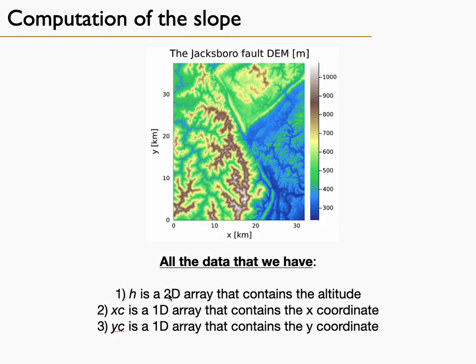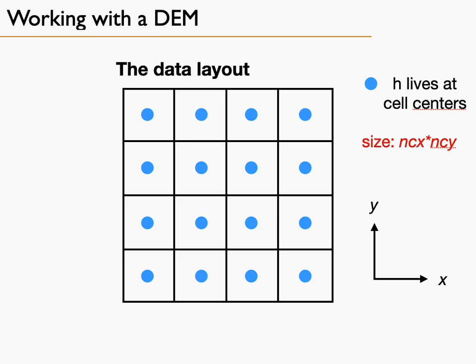We have H, a 2D array that contains the altitude. We have XC, which is a 1D array that contains the X coordinate, and YC, which is also a 1D array that contains the Y coordinate. So that's the data layout. We have NCX times NCY cells, and at the center of each cell we have the blue dot that contains a value of H, the altitude.